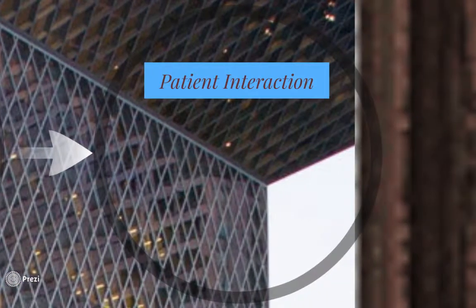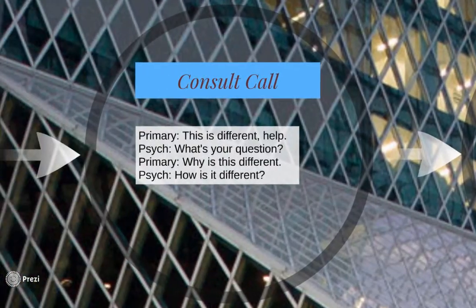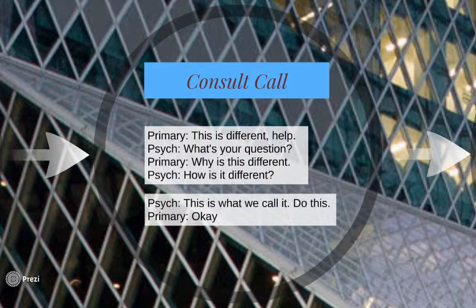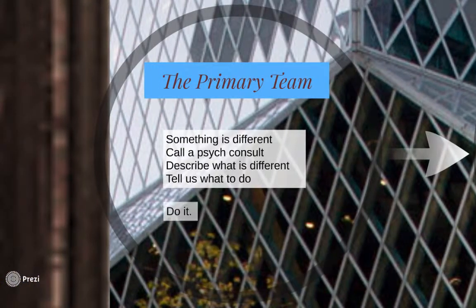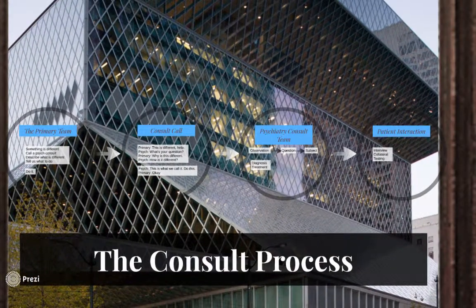Next, we go see the patient, call collateral, and do testing where appropriate. Eventually, we come up with a diagnosis and treatment plan. We call the team back and give them our recommendations. And the primary team determines if they want to take our recommendations. Now let's go back through this process and make sure we focus in on the liaison portions of the job.